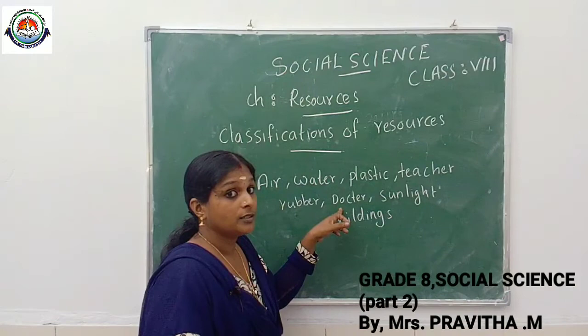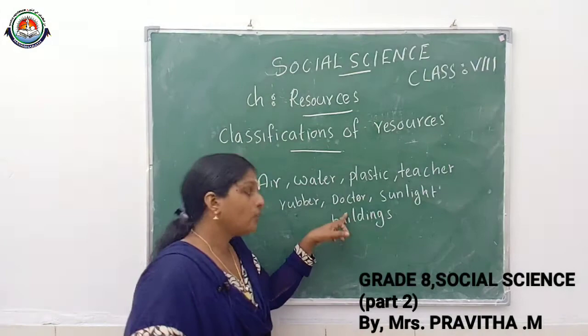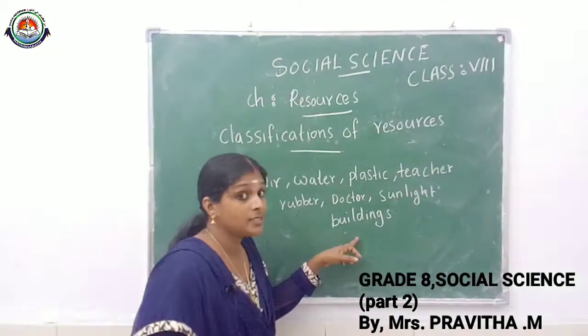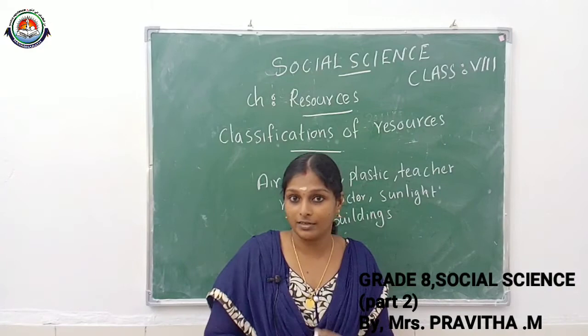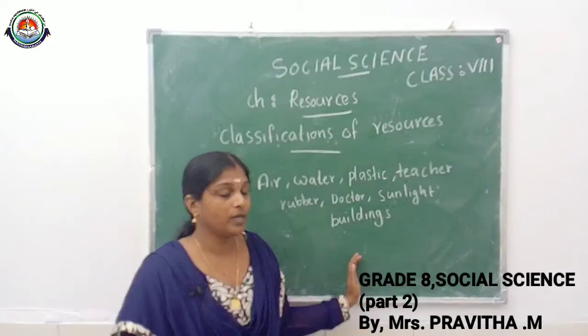Doctor is a human resource. Sunlight is a natural resource. Buildings, all the buildings, are human-made resources. Children, now it is clear which are the three classifications of resources: natural resources, human resources and human-made resources. I think it is clear for you.